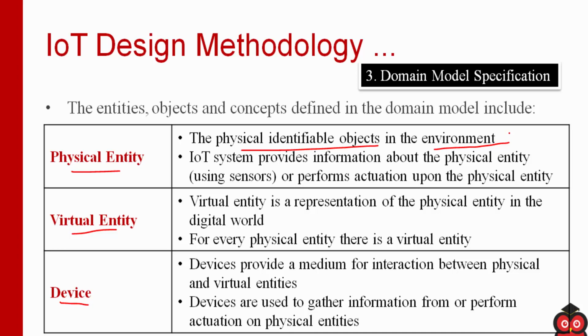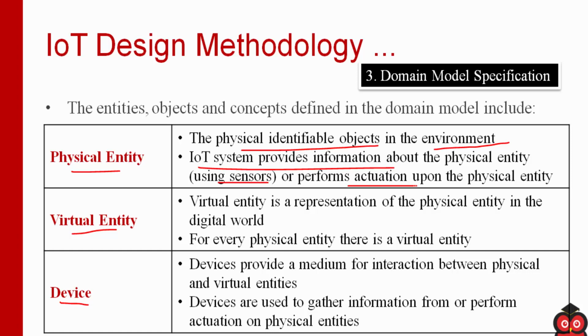Appliance means the light. The light bulb is called an appliance in this example. So those are the physical entities. And what does the IoT system do? The IoT system provides information about those physical entities by using sensors and actuators.